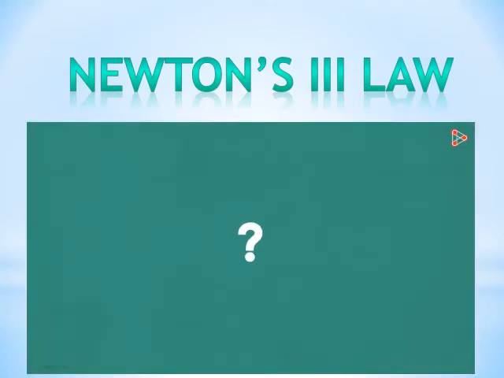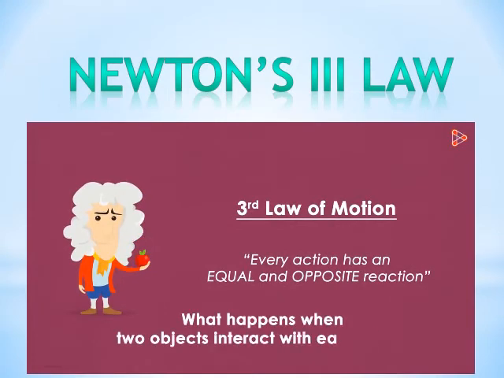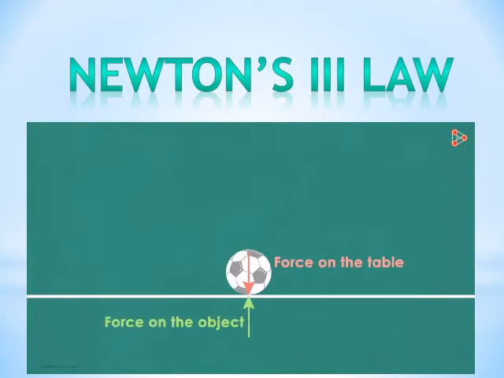A question you need to ask yourself while studying the third law is, what happens when two objects interact with each other? What happens when you place an object on the table? The object exerts a force on the table and the table exerts an upward force on the object. There are two forces that result from this interaction: a force on the table and a force on the object. The magnitudes of the two forces are the same, but the directions are opposite. These forces are called action and reaction forces.